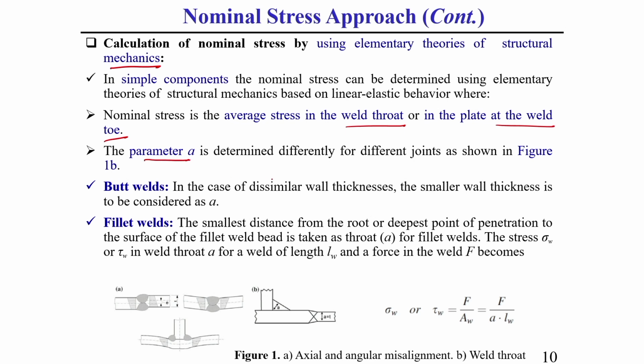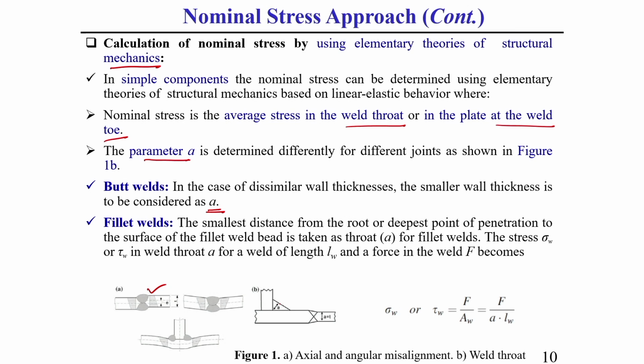The parameter A is determined differently for different joints, which I am showing here. For a butt joint, if dissimilar thickness plates are there, then A is considered as the minimum thickness, or the lower plate thickness. This you should keep in mind.